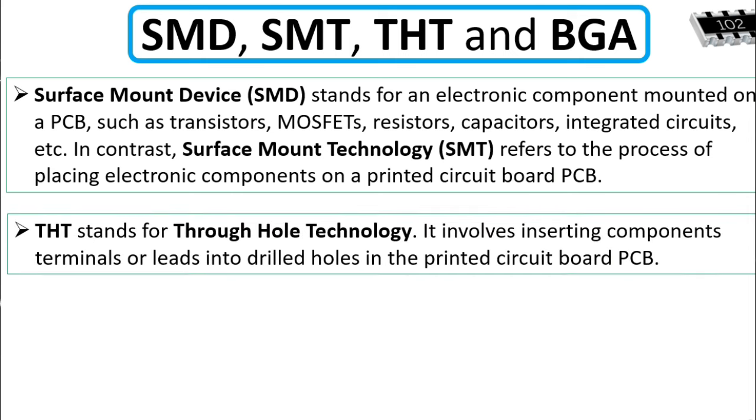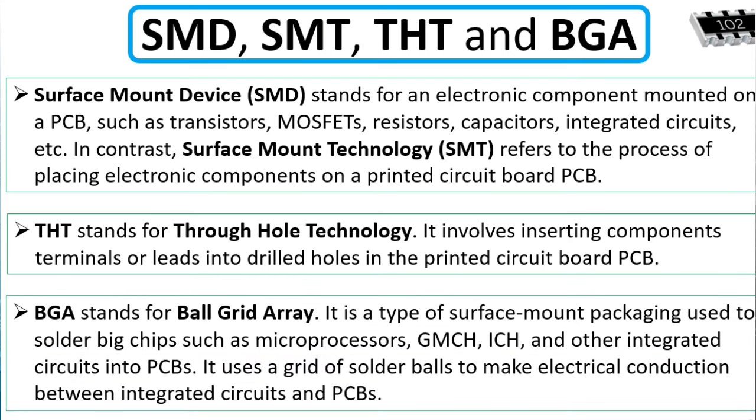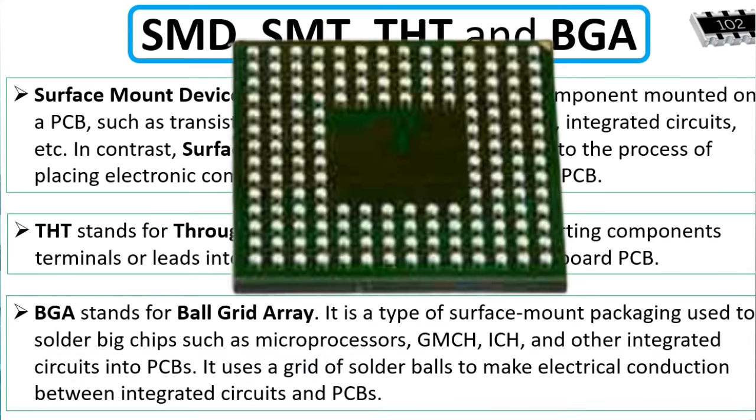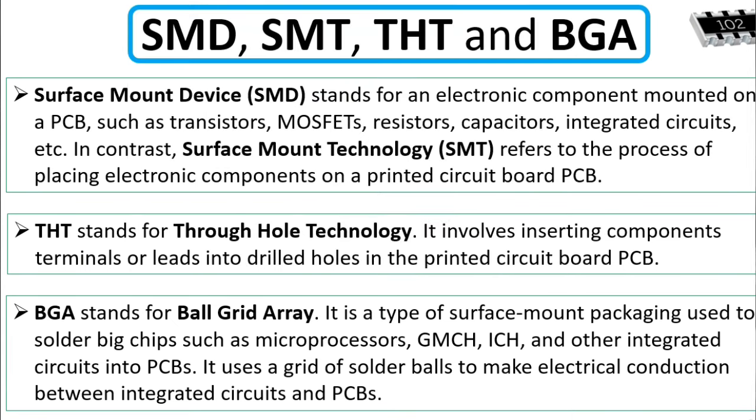THT stands for Through Hole Technology. It involves inserting components, terminals, or leads into drilled holes in the printed circuit board PCB. The BGA stands for Ball Grid Array. It is a type of surface mount packaging used to solder big chips such as microprocessors, GMCH, ICH, and other integrated circuits into PCBs. It uses a grid of solder balls to make electrical conduction between integrated circuits and PCBs.